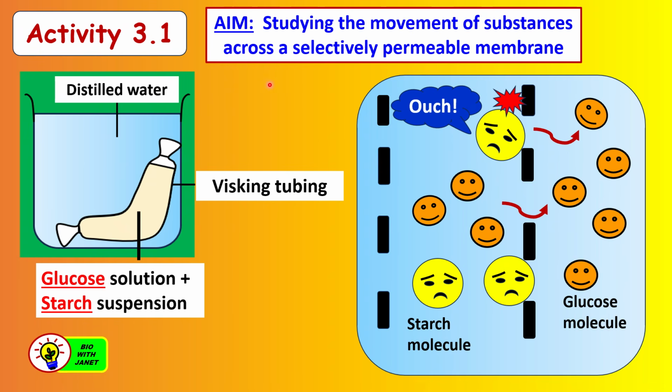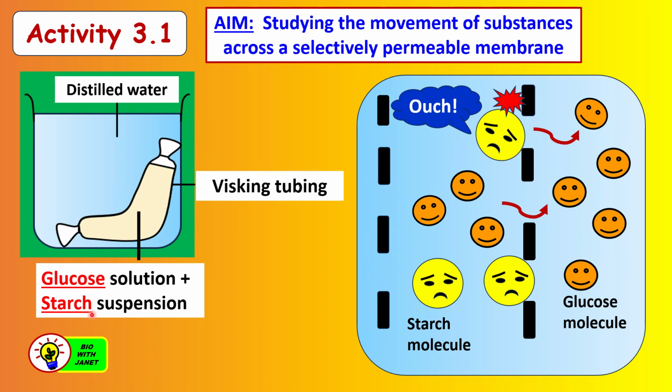We'll first discuss the experiment, the procedure, and also the background knowledge related to this activity. All right. So this will help to prepare you for the exam. So let's get started. Now, our aim is to study the movement of substances across a selectively permeable membrane, and the two substances involved are glucose and starch.